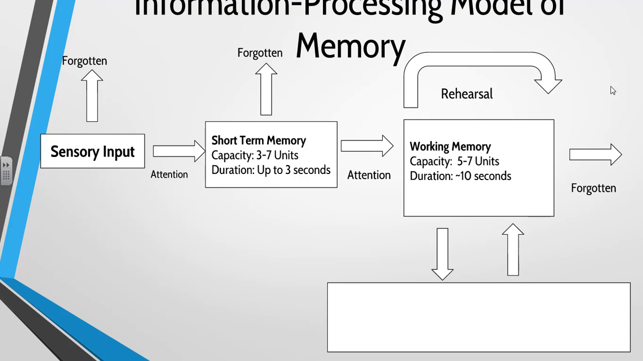But you can't have 20 projects going at once. You'll never finish. So you've got to be very selective about the amount of things that you've got going at one time to make sure that they get done. That's kind of what this 5 to 7 units is. You can only have a few things going at once. And working memory is still pretty limited. It only lasts for about 10 seconds, or else it'll get forgotten, unless you rehearse it. And that can keep it in working memory for a little bit longer. And there are several different ways that you can rehearse.